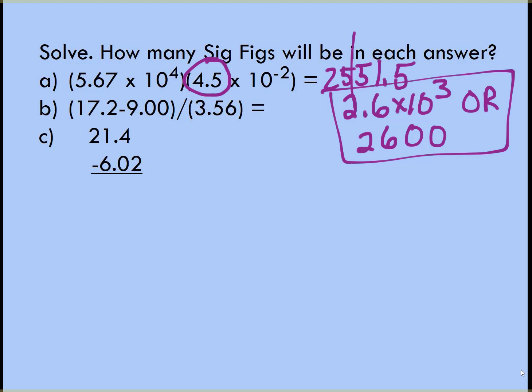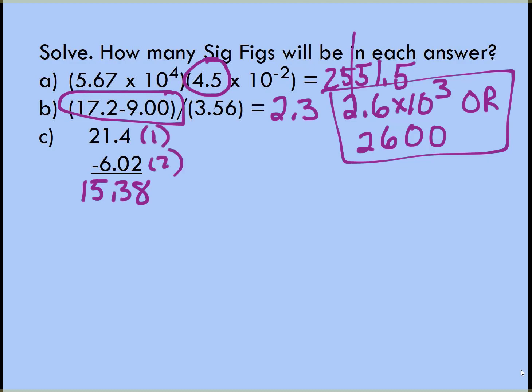The answer to this, always do your parentheses first. That's your order of operations, and then 2.3. So only 2 sig figs because this first subtraction problem only gives you 2 sig figs, and then you multiply it, or excuse me, then you divide it. And this last one, we get 15.38, and this one has 1 place past the decimal, this one has 2. So I'm going to do only 1 place past the decimal, so I'll round it up. So there's my final answer.